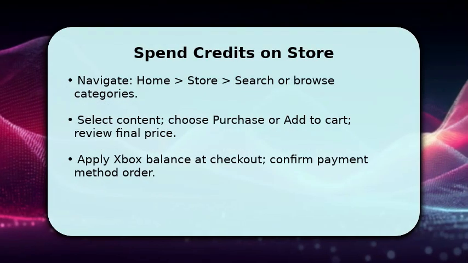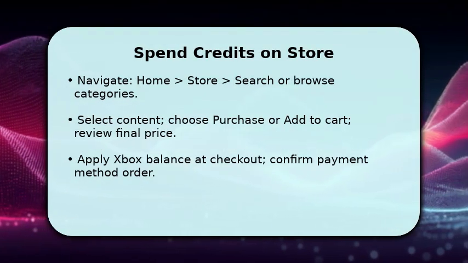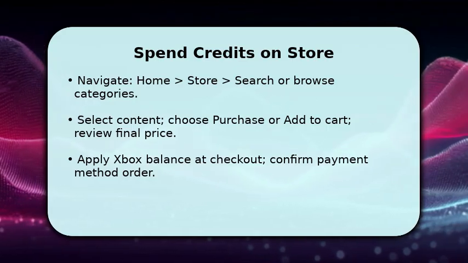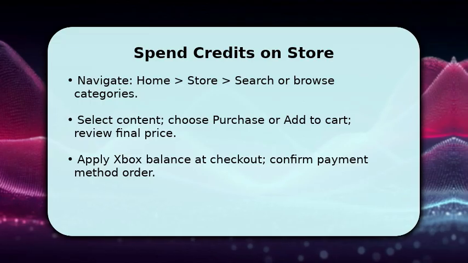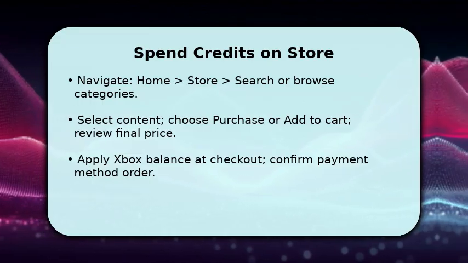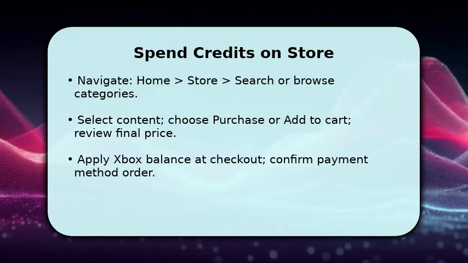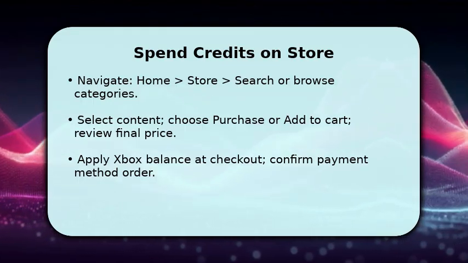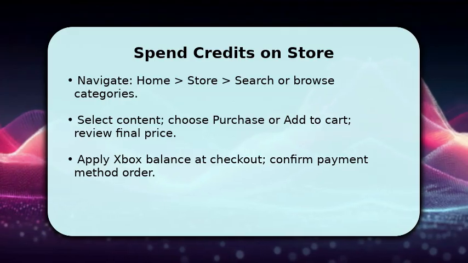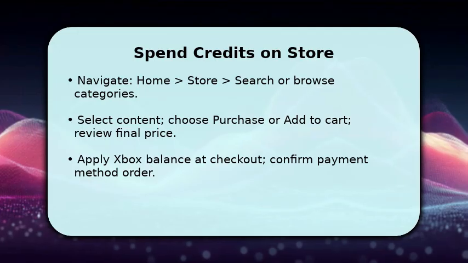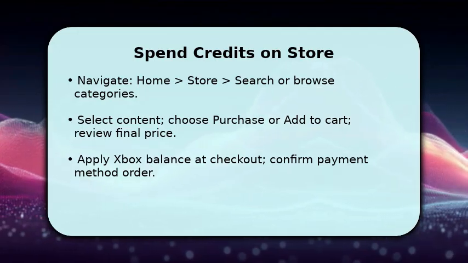You then navigate the store to find games, DLC, subscriptions, or apps, search or browse categories, and open the item page. When you pick Purchase or Add to Cart, review the final price and any taxes or promotions, because credits apply before other discounts. Once ready, proceed to checkout and make sure your Xbox balance is selected as the payment method. If depleted, a secondary payment method will cover the remainder.